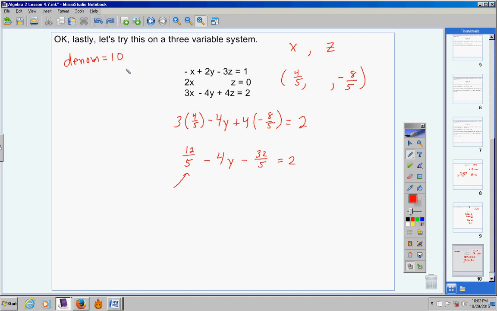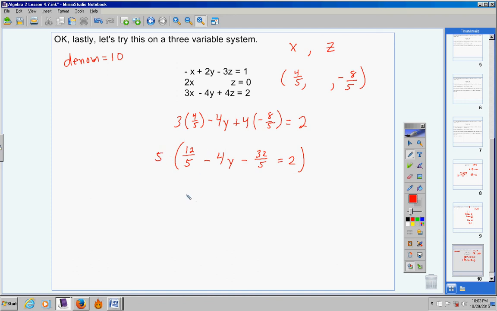What if you would have had a 2 right here? A 2. Well, then what's a common denominator for 5 and 2? 10. So you'd multiply the entire equation by 10. Alright, okay. So my denominators are 5 and 5. Let's multiply everything by 5 real quick.